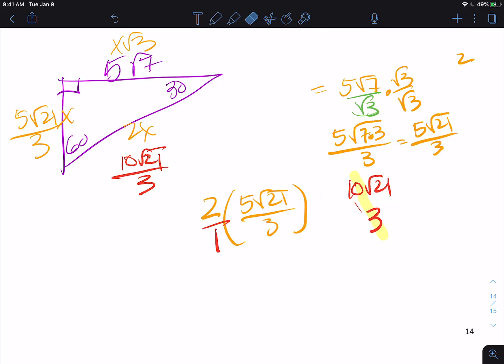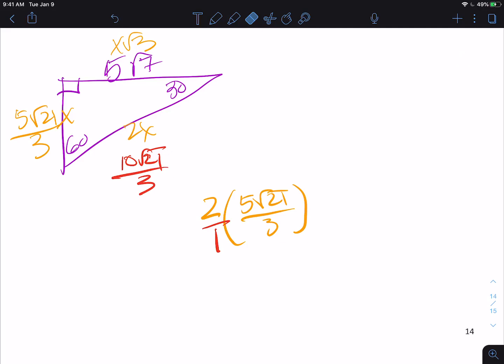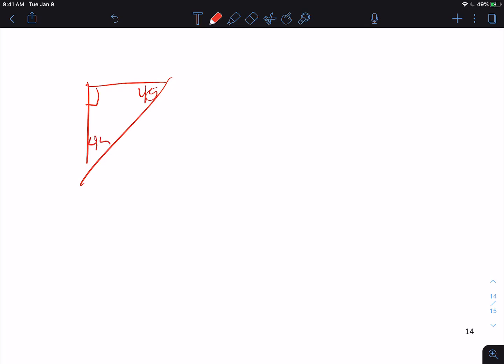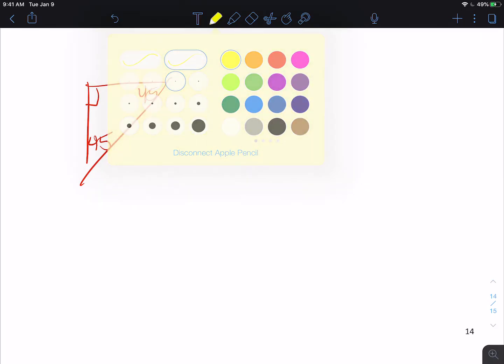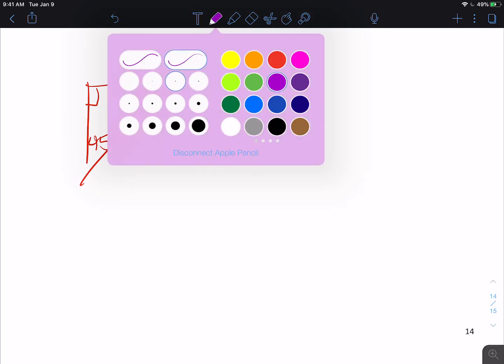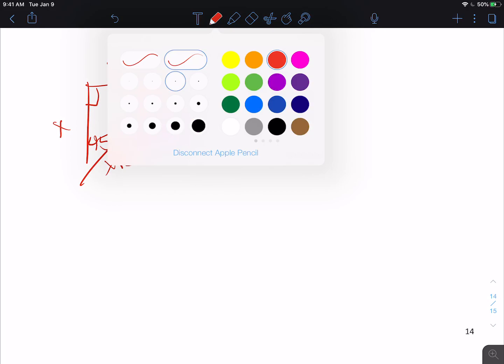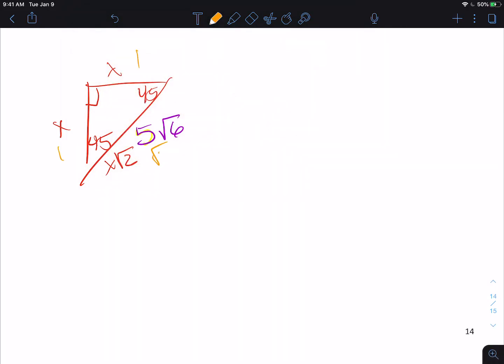Let's try a more complicated one on your 45, 45, 90 triangle. Remember on your 45, 45, 90 triangle, it's 1, 1, root 2. So if I have 5 root 6 here, on our triangle this is supposed to be x root 2, and the other sides are x and x. Or you can think 1, 1, root 2. To go from root 2 to 1, I have to divide by root 2. Or you have x root 2 equals 5 root 6.